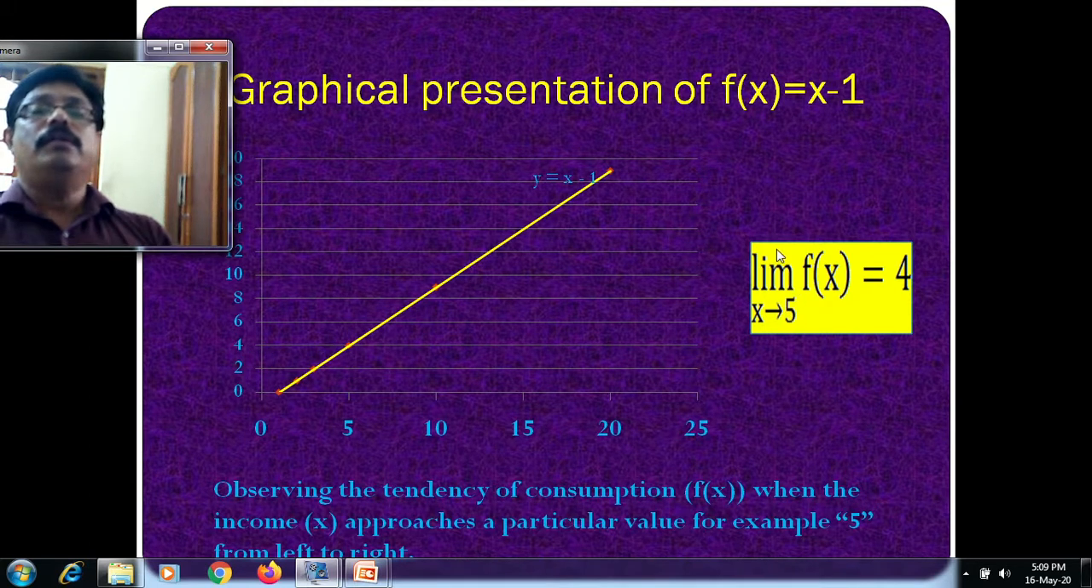That is the mathematical expression of limits. So the limit of this function f of x when x tends to 5 is equal to 4. When the income approaches 5, the consumption approaches 4. So this is what is known as a limit. What is the definition of limit? Observing the tendency of a function when x approaches a particular value from left and right.